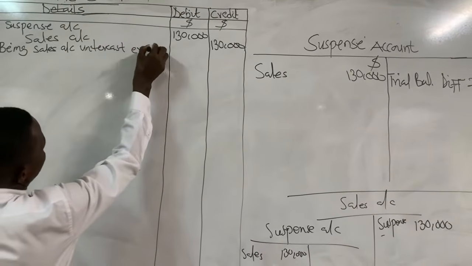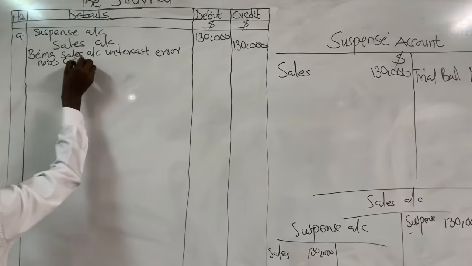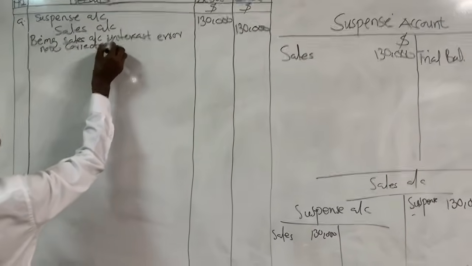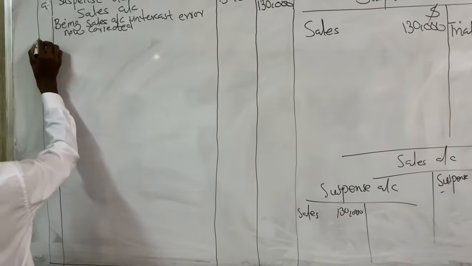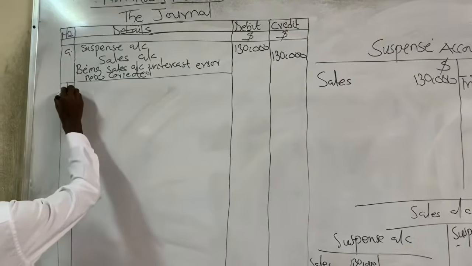So it is an error. Error now corrected. Then you neatly underline it, so it's really underlined to this place. So let's look at the second error.